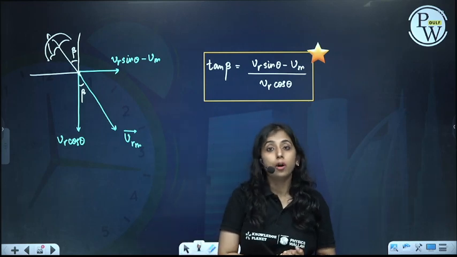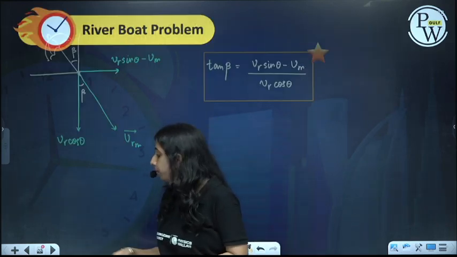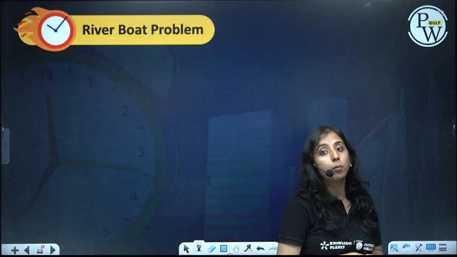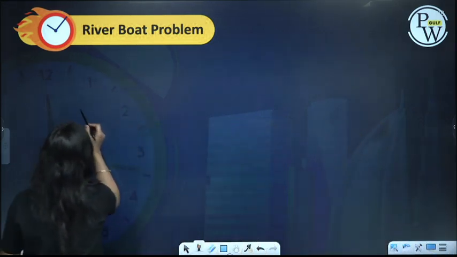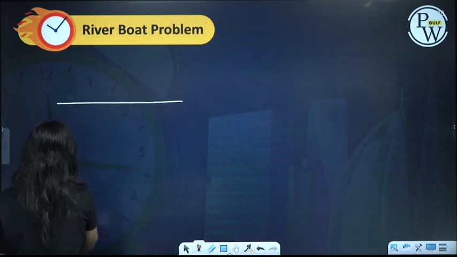So this is all about the rain man problem. Now let's do another problem, that is the river boat problem. Now in the river boat problem, we have a person.